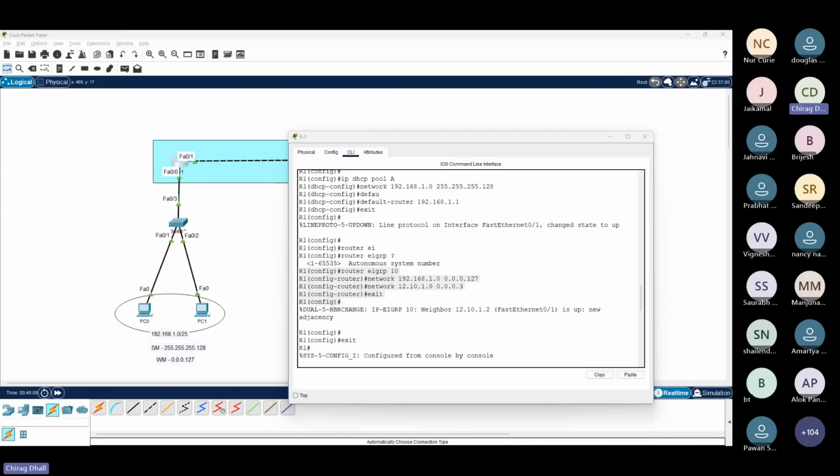Okay, guys, 5 more minutes. Try to complete this quickly, and then we shall move ahead towards the discussion of metric calculation and the DUAL algorithm.